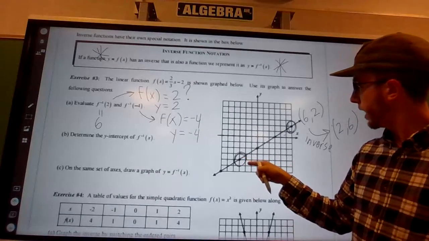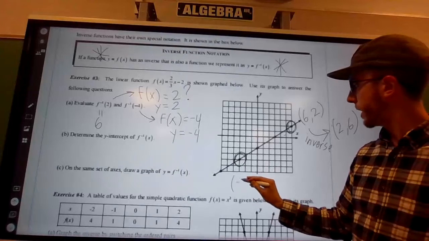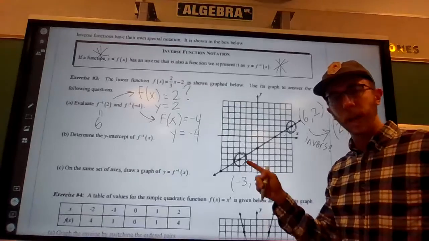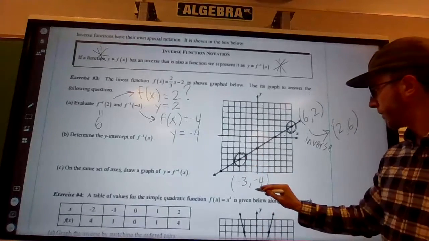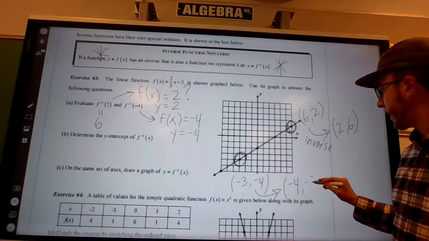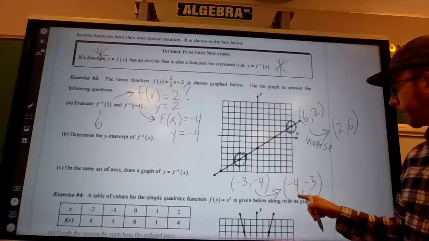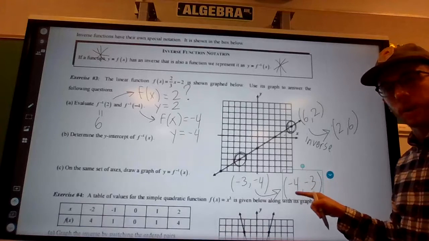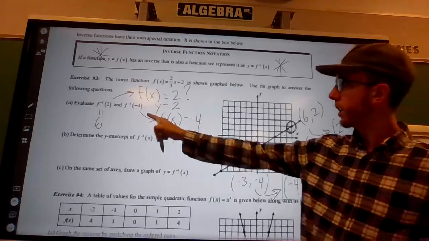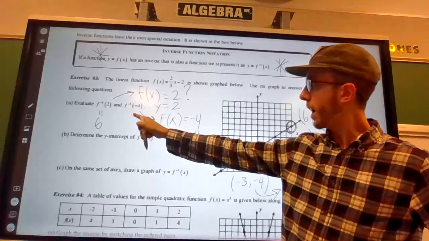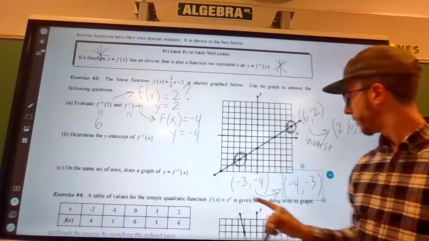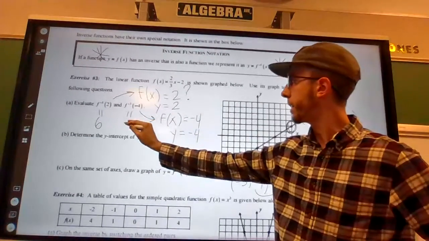And what point is that? That looks like it's the point (negative 3, negative 4). And again, this is the point on our original function. So to find that point on our inverse, we simply switch those to get (negative 4, negative 3). So this is a point on our inverse function. When x is negative 4, y is negative 3. That's what this is asking for: find the y value when x is negative 4. And we just showed that to be negative 3.